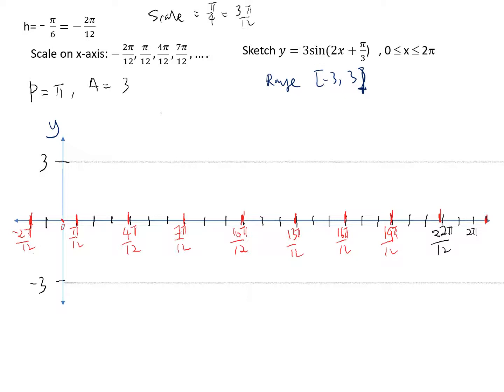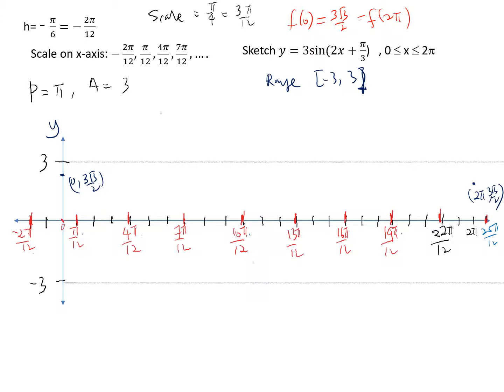Negative 2 pi on 12, pi on 12, 4 pi on 12, 7 pi on 12, 10 pi on 12, 13 pi on 12, 16 pi on 12, 19 pi on 12, 22 pi on 12, and of course, if I keep going, there'll be 25 pi on 12. But we're going to end at 2 pi. And from the last slide, we've already worked out what f of 0 is, which is 3 root 3 on 2, the same as f of 2 pi. Okay? So we're going to put all these significant points down. 0, 3 root 3 over 2, and 2 pi, 3 root 3 over 2 here.